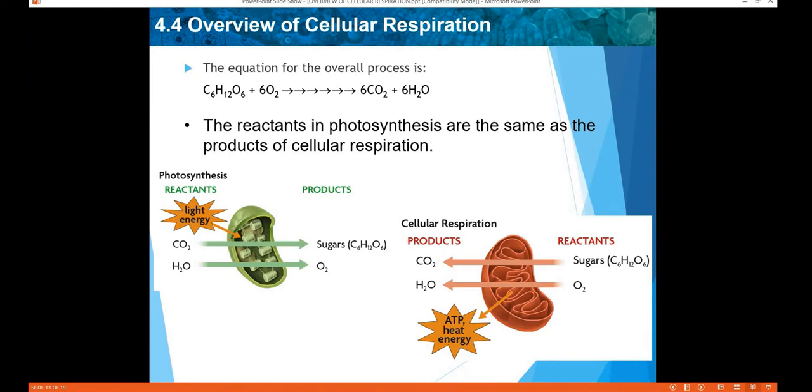Clear, girls, about this topic? Any doubts? No. Everything clear? Yes. Shall we solve the worksheet then? Yes. Okay.